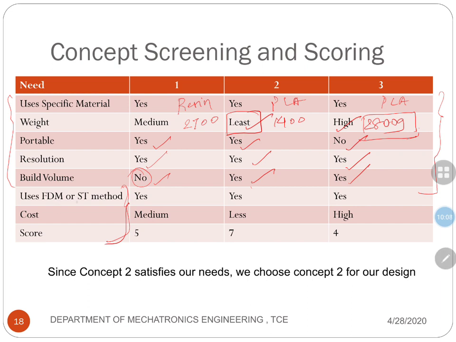Does it use the FDM, fused deposition modeling, or the stereolithographic method? Concept 3 also uses FDM. This one uses the stereolithography method, and these use fused deposition modeling. Cost is medium, less, and high. Then the score: the maximum score is for concept number 2, which satisfies all our needs. So concept number 2 is chosen for our design.